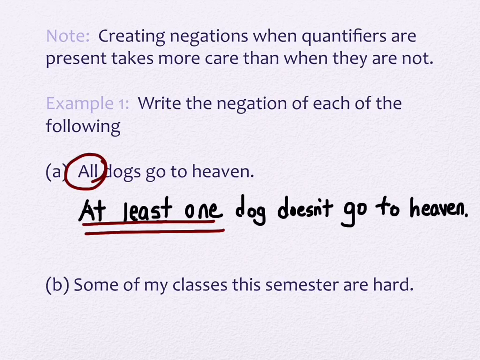Some of my classes this semester are hard. So this word some is what type of quantifier? Existential. There are two ways that we could write the following statement. What word could we replace some with so that it changes from existential to universal? All or none. Okay, so I'm going to write both of them out exactly how they would be, so that you can see there are two possible answers here. One is a little bit more natural than the other one, and once we get both of them written down, you'll be like, oh yeah, I see what you mean.